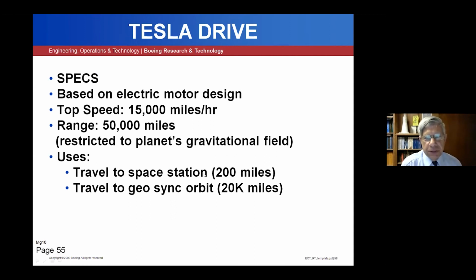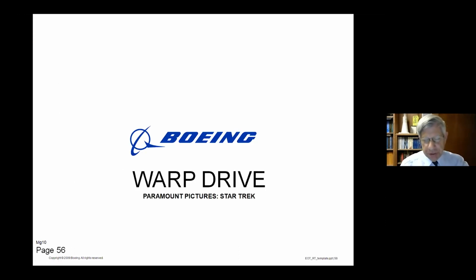However, to go to the space station or out to geosync, one's about 200 miles out, the other is about 20,000 miles out, would be no problem. It would work quite well. However, if you wanted to go deep space or further out, you would have to use something that didn't rely on the specific gravity to push against to operate.